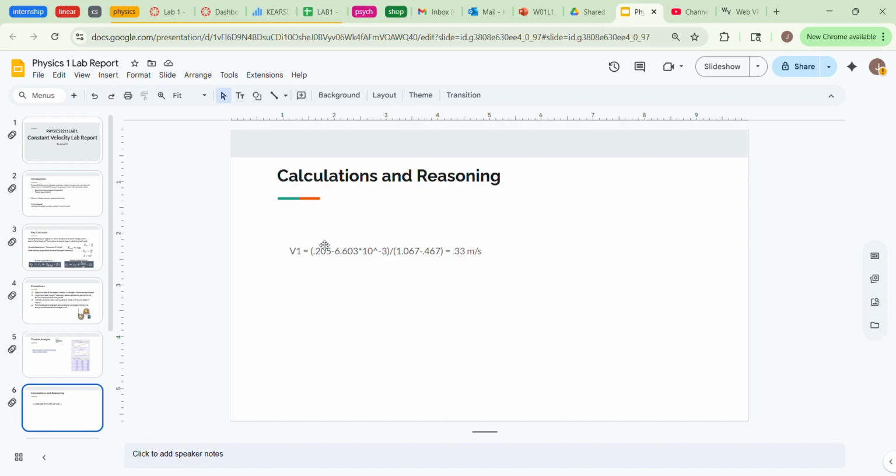Yeah, this is x final minus x initial over time final minus time initial, and it comes out to 0.33 meters per second.